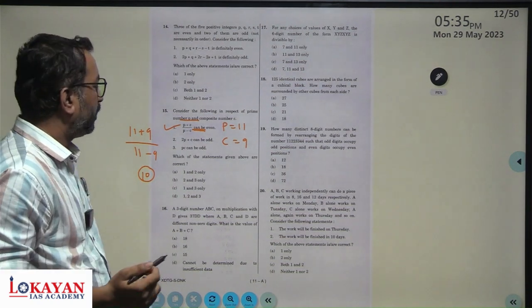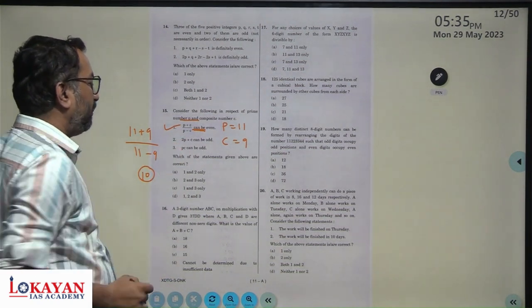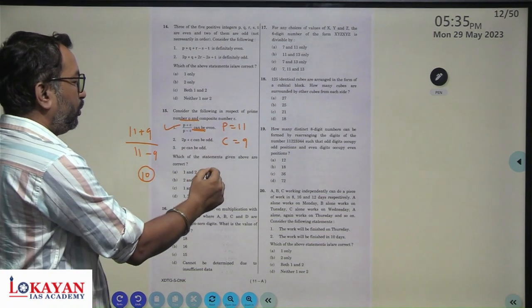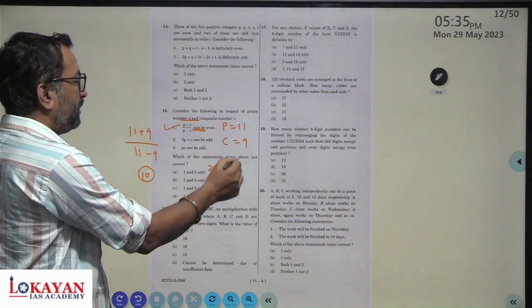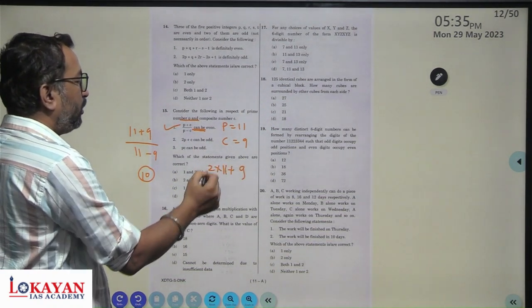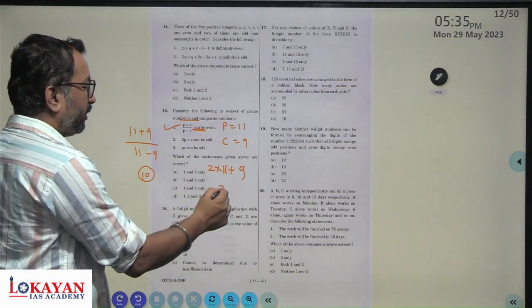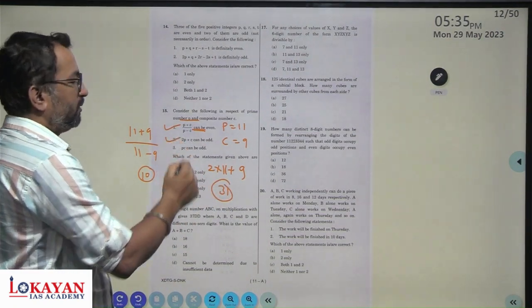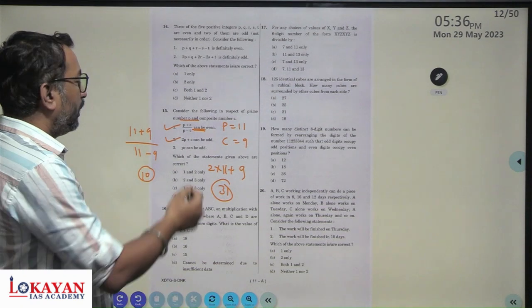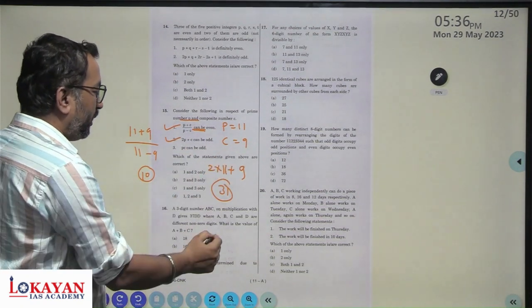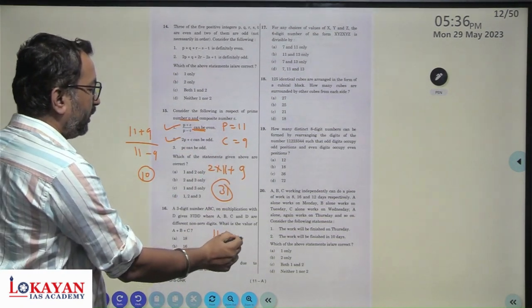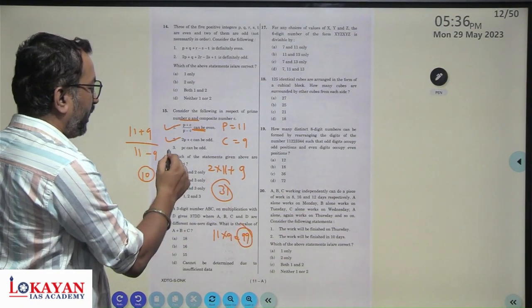It can be even. 2P plus C can be odd. Now 2P, 2 into 11, plus C which is 9. 11 2s are 22, plus 9, 31. So it can be odd. Yes, it can be odd. PC can be odd. PC, multiplication, 11 into 9, 99. It can be odd. It became odd.